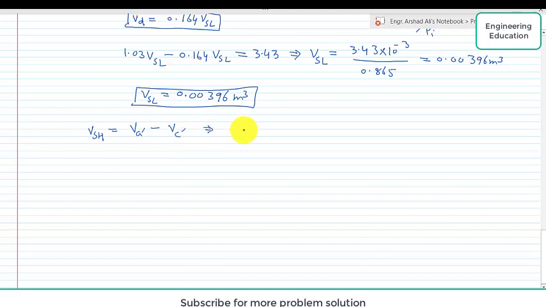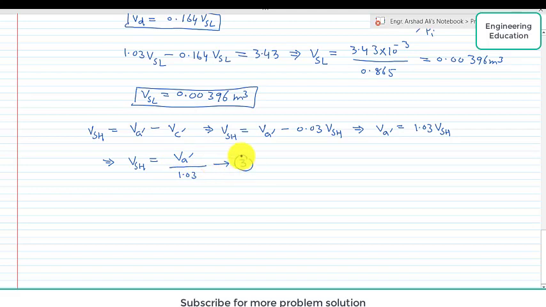Also, further we can write that it is equal to VA dash minus, this is the clearance volume, so it is 0.03 of the swept volume of the high pressure cylinder. Or rearranging this, we can write that VA dash is equal to 1.03 of the swept volume of the high pressure cylinder. Or it can also be written like this, that swept volume of the high pressure cylinder will be equal to VA dash by 1.03. So let's suppose this is expression 3.